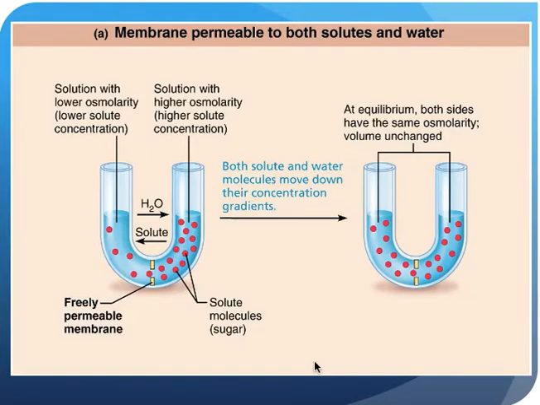And now we get to this important picture here. So this is a membrane and it's permeable to both solutes and water. So both of them are allowed to move. And in this picture, again, we have this little membrane, but it's freely permeable, meaning everything can move. So in this picture, I have more solutes on this side, and I have less on this side, because everything is allowed to move, right?